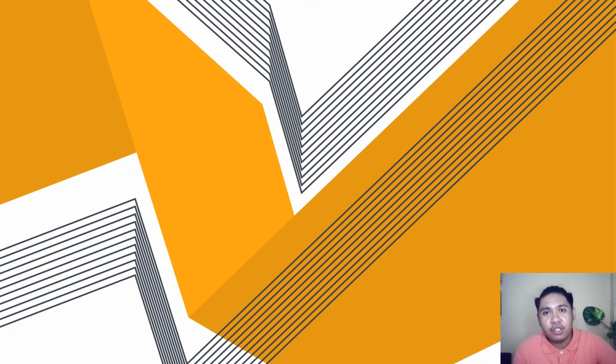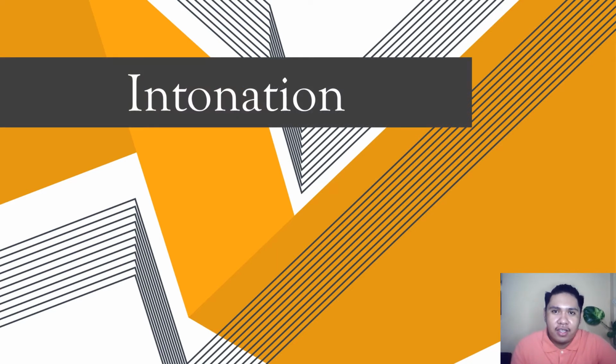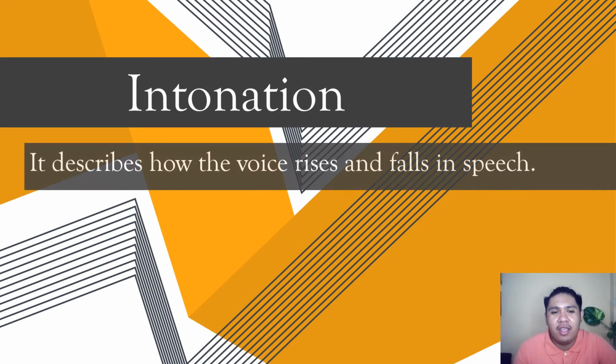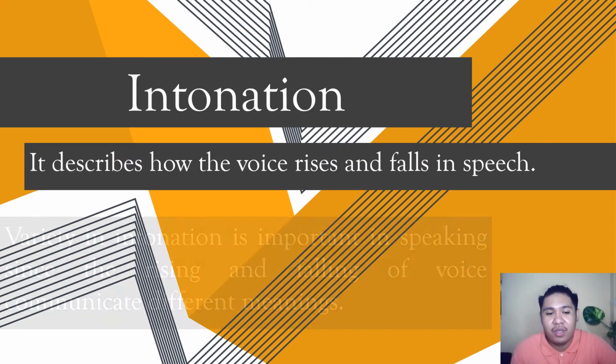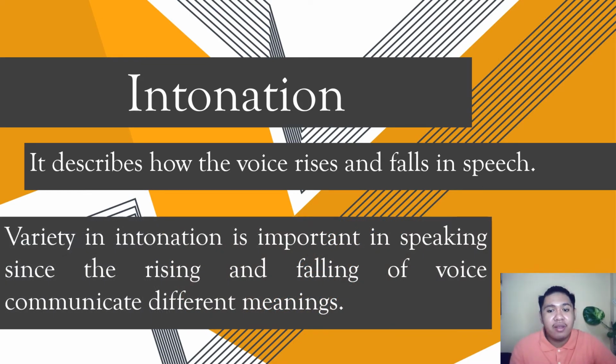So the second prosodic feature that we're going to discuss is intonation. So what is intonation? Basically, intonation describes how the voice rises and falls in speech. Variety in intonation is important because the rising and the falling of voice communicate different meanings. For instance, in the question, "What are you doing?" if you would use the rising intonation on that, then probably that would mean a plain question. However, if you would say it like this, "What are you doing?" then you would communicate a different meaning, right?